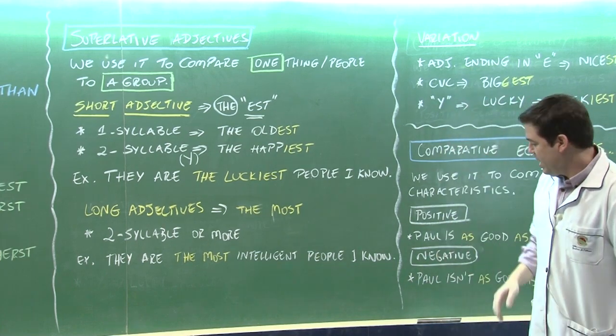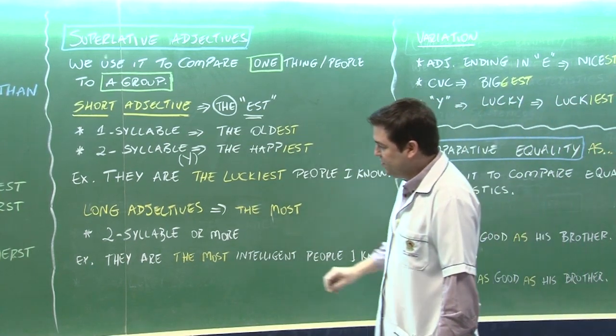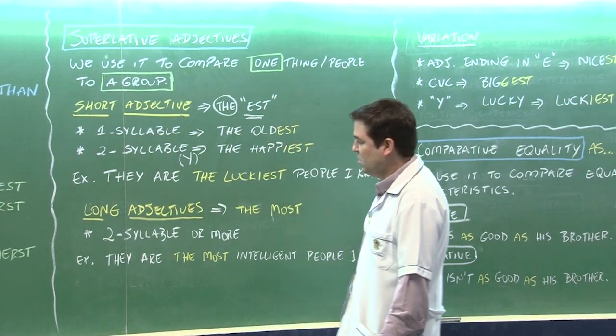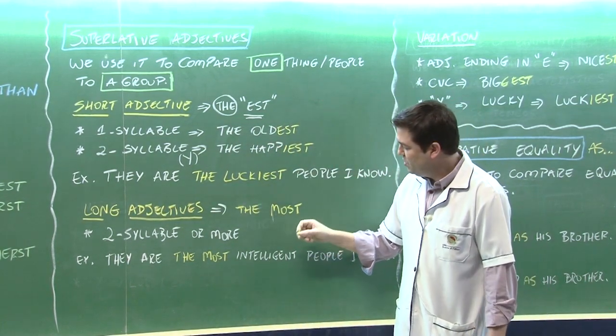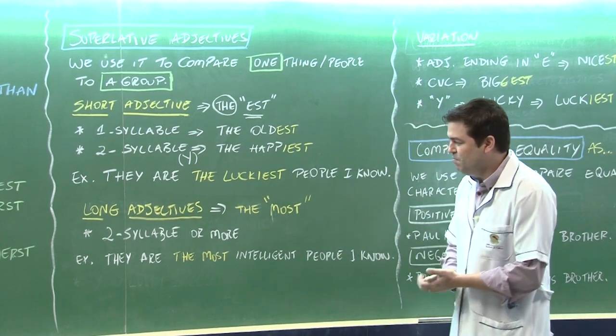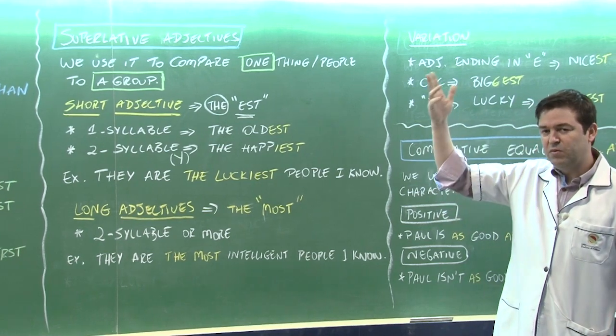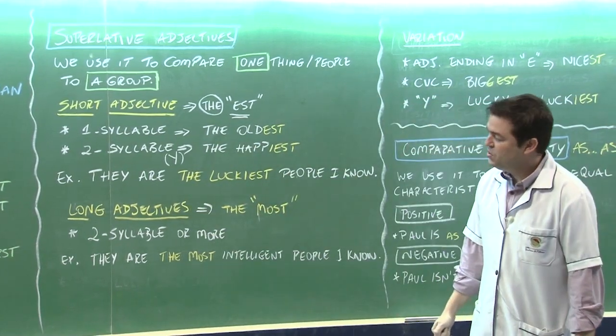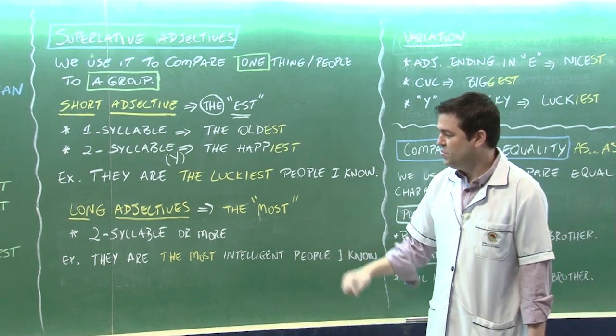And we also have the long adjectives. Long adjectives, very similar to the comparative form. So long adjectives, now I'm going to use this word here, most, right? So the most, two syllables without Y or more, right? So two syllables or more, I'm going to use the most.